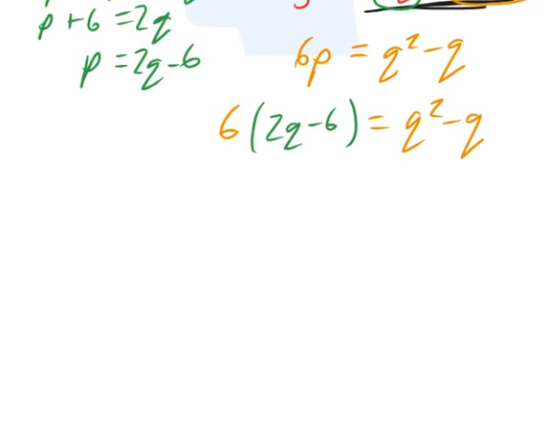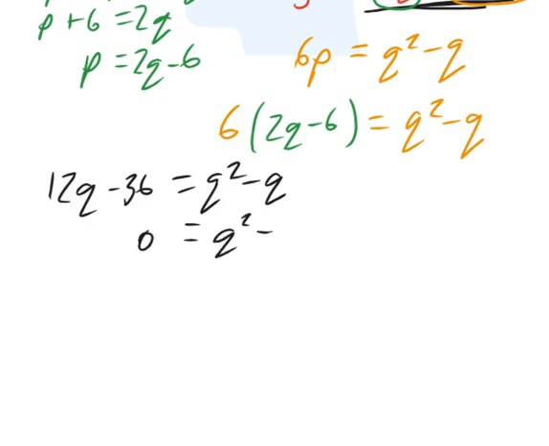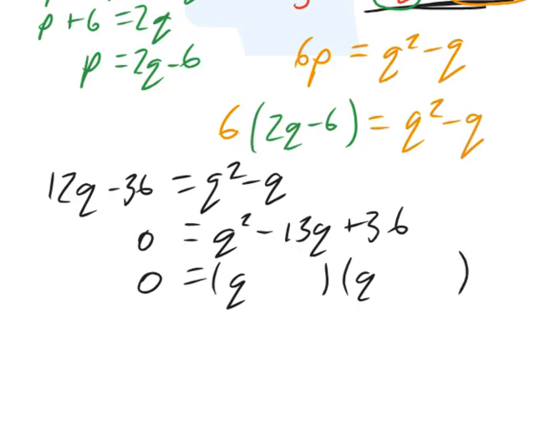So let's do some multiplying out. So we've got that 12q minus 36 equals q squared minus q. It's a quadratic. Let's get it equal to 0. So we've got q squared minus 13q plus 36. Let's do some solving. I think that'll factorize. Let's have a look. So, yep, 9 and 4, that gives me q equals 9 or q equals 4.